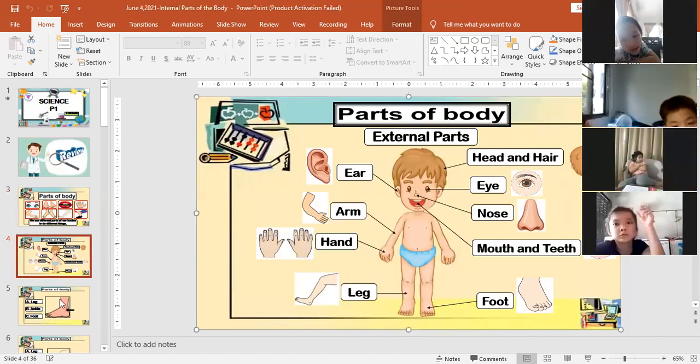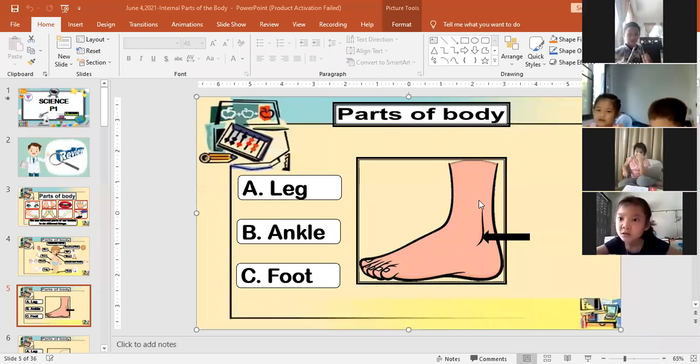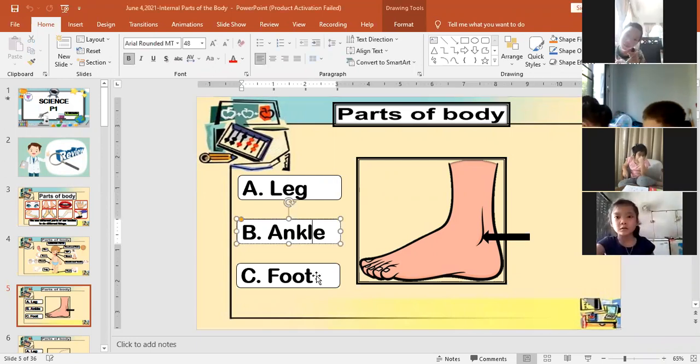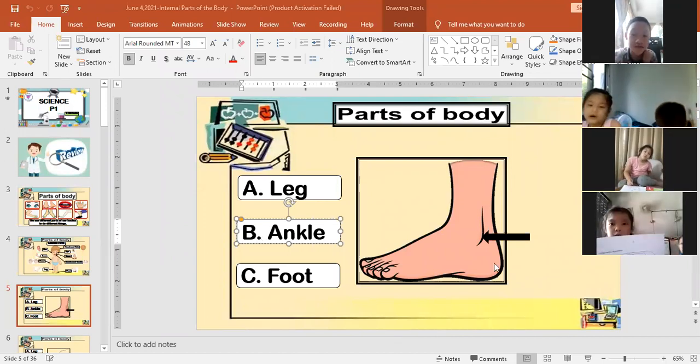This time we have, let's answer this one. Just tell me the letter of your answer. Okay, first we have Jindarad. Jindarad, what part of the body is this one? Letter A, leg. Letter B, ankle. Or letter C? Ankle. Okay, very good. What letter is ankle? Jindarad, what letter is this? Letter B. Okay, very good.